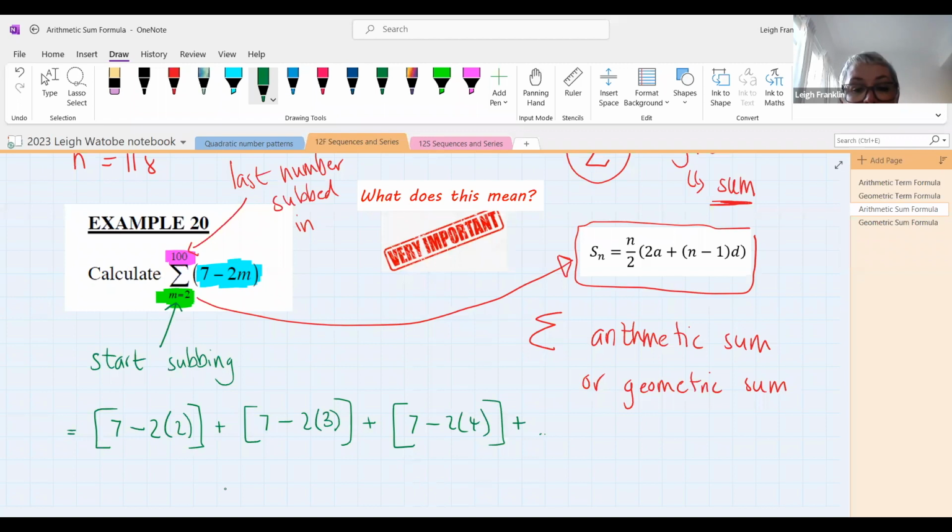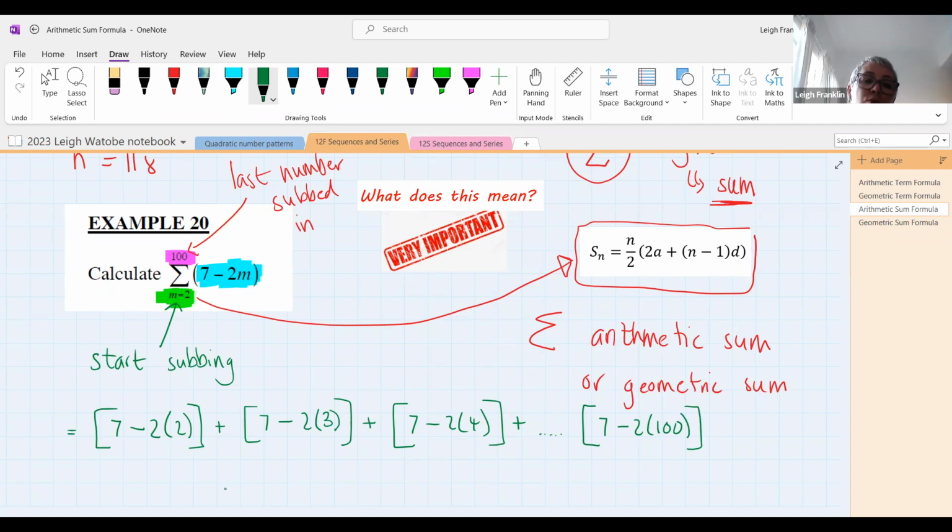And so I would continue by subbing in 5 and 6 and 7 and 8 and 9 and 10, all the way to 100. But can you imagine how long that would take for us to work everything out? That's why we have these formulae that allow us to do it quickly. The last number that we're going to sub in, the number at the top, is 100. So the last term in the series is 7 minus 2 times 100.